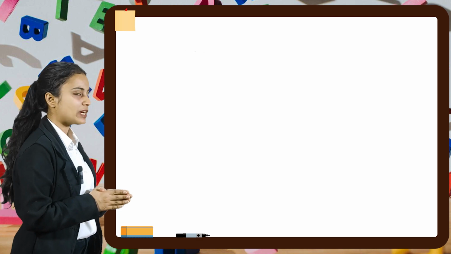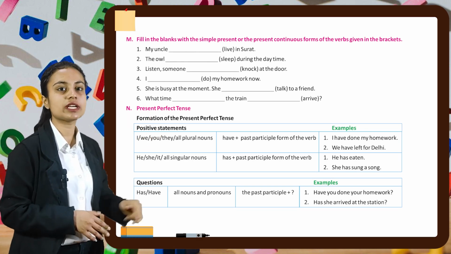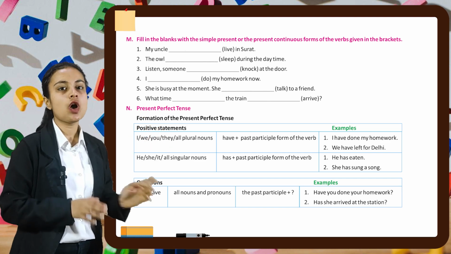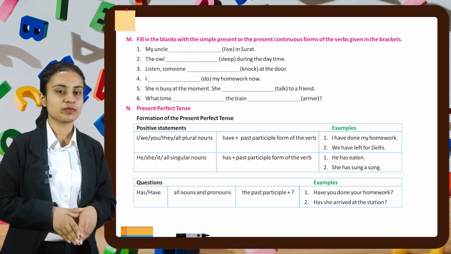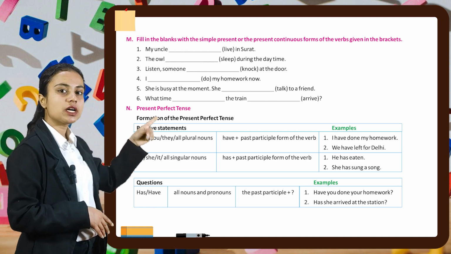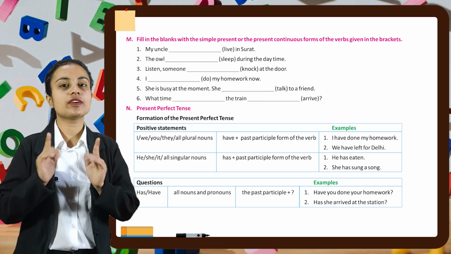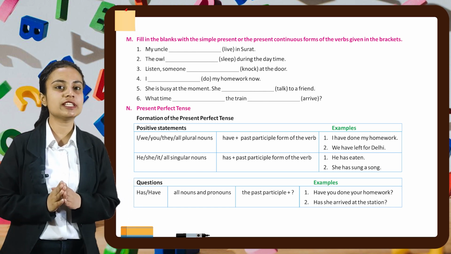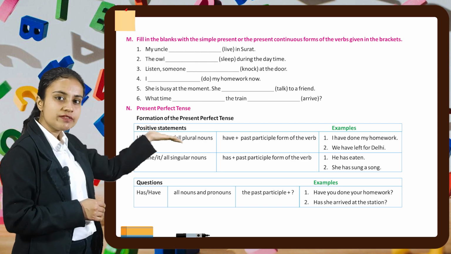Now let's do some questions related to this. Here we have to fill in the blanks with the simple present or the present continuous form of the verbs given in the brackets. First one says, "my uncle dash in Surat." In the bracket, the verb live is given. So we will use this word to complete the sentence. We can write, my uncle lives in Surat.